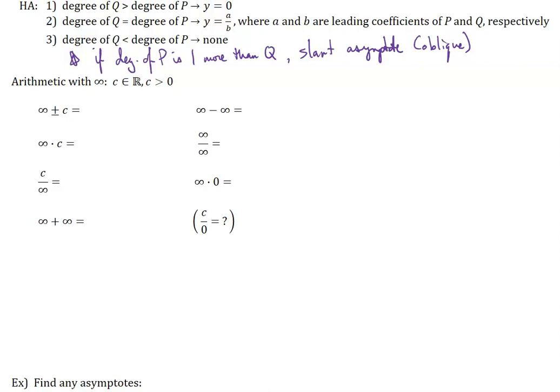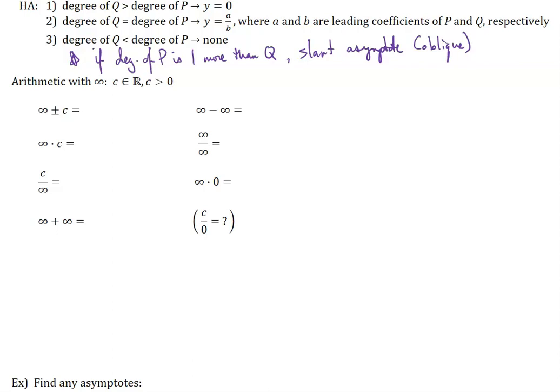Here we are talking about arithmetic involving infinity. I strongly recommend that you pause this and try and go through and see if you can answer these, if they exist. Do that and then resume and see how you did, okay? And for each of these, C is some positive real number.